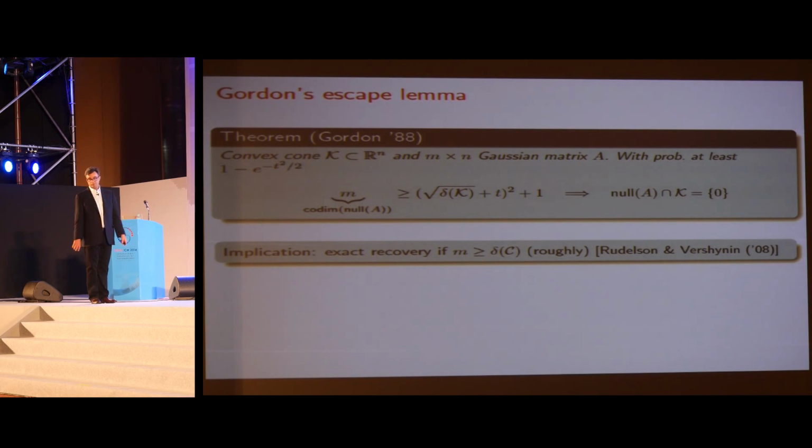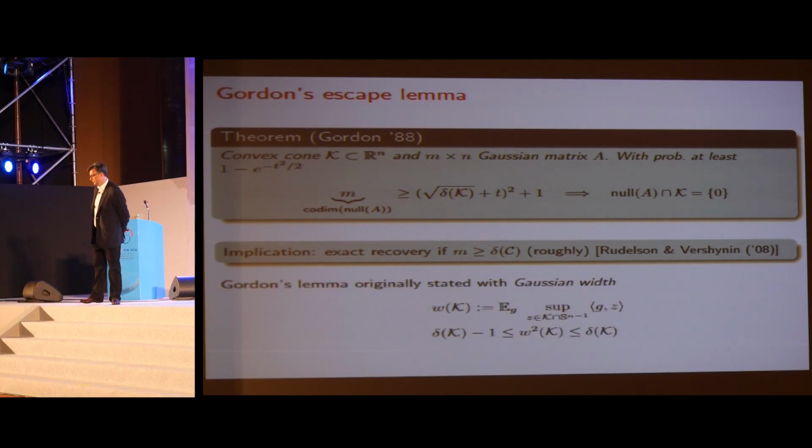All right? Okay, so this is a very beautiful result. And for us, it says something immediate, which is that, obviously, if the number of equations, m, is greater than the statistical dimension, then I've got perfect recovery. And this connection was made by Rudelson and Vershynin. Now, to be completely honest, Gordon's lemma was not stated with a statistical dimension. It was stated for Gaussian width. But the statistical dimension is just a proxy for the Gaussian width, the squared Gaussian width.